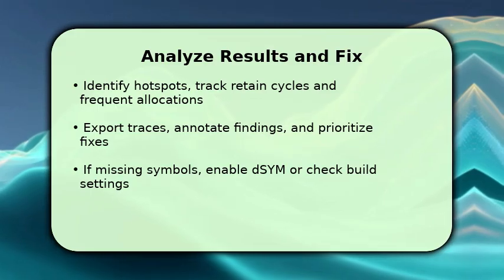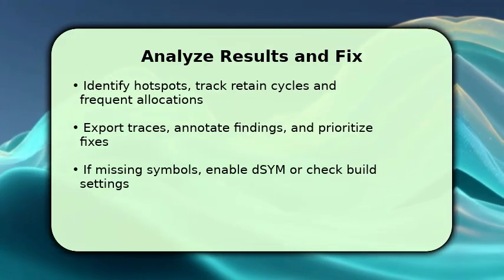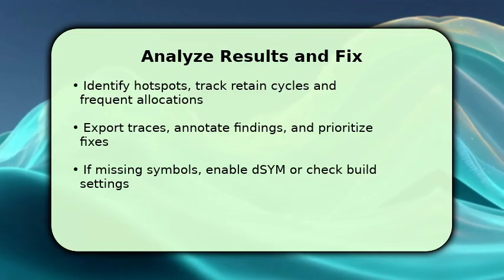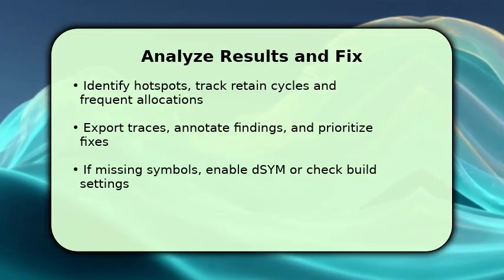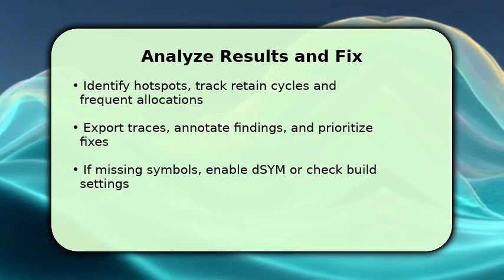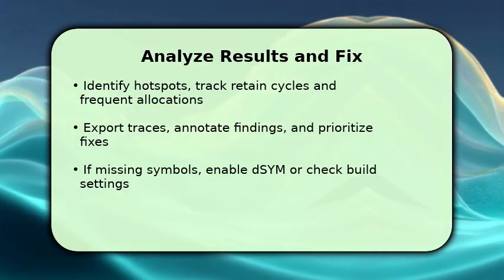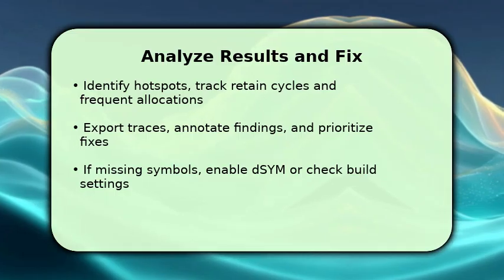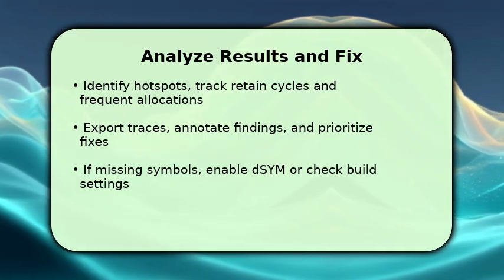Export the trace or snapshot, annotate key timestamps, and apply code changes iteratively. Once a fix is implemented, rerun the exact scenario to confirm improvement. If you see unreadable frames, make sure DSYM files are generated and included. Check build settings and symbolication paths.